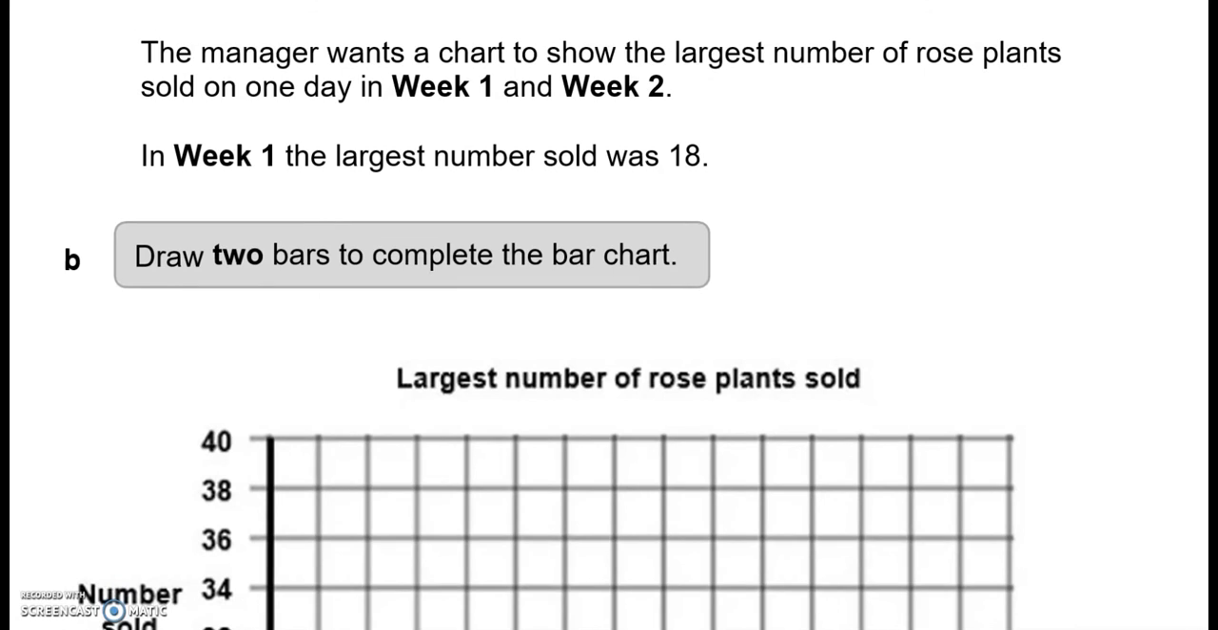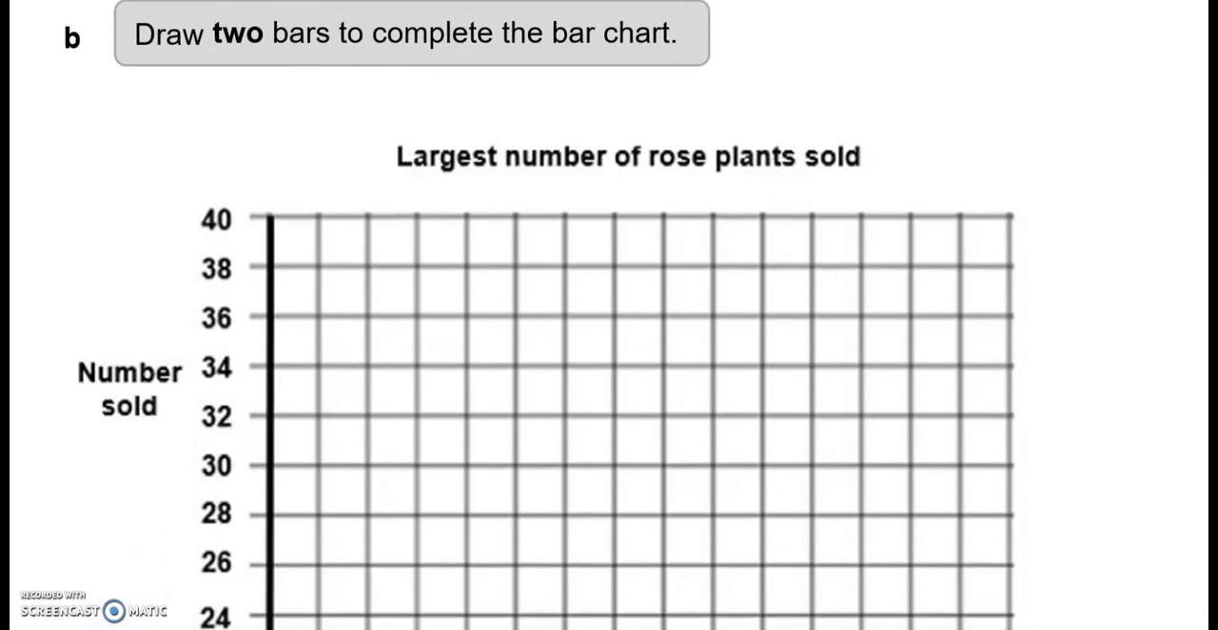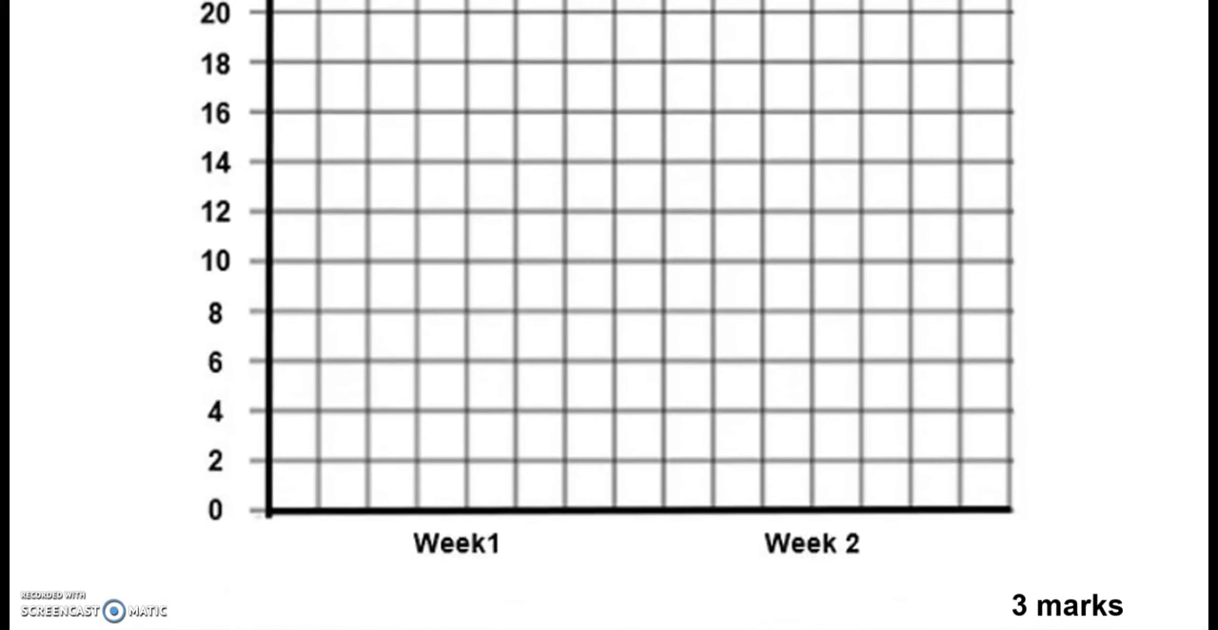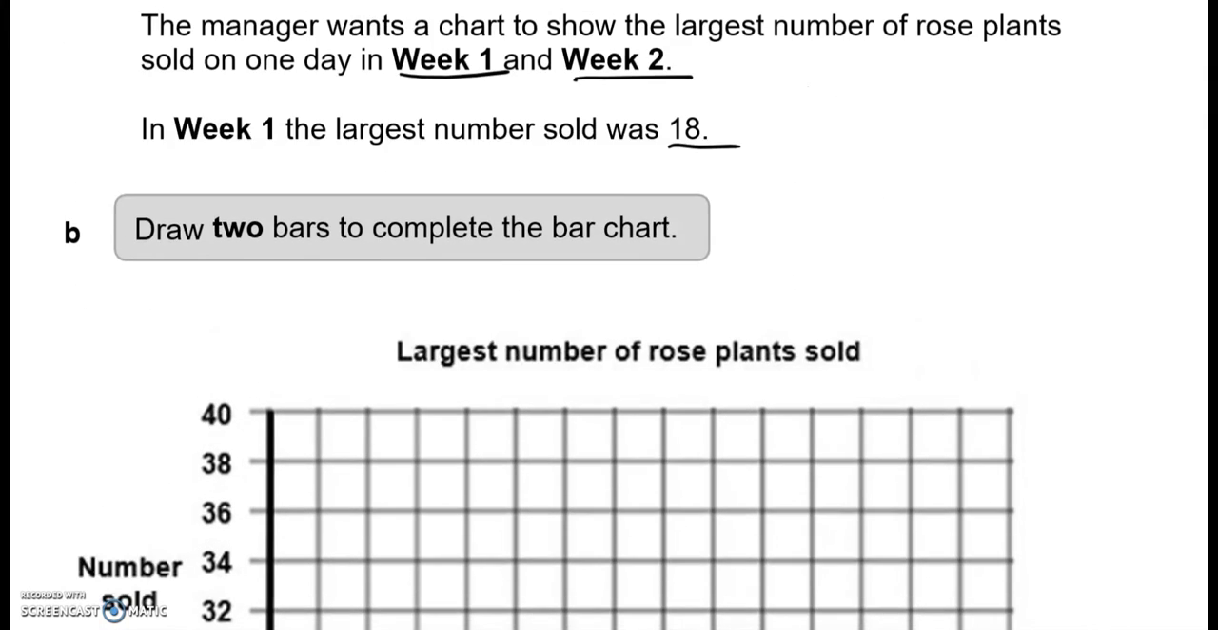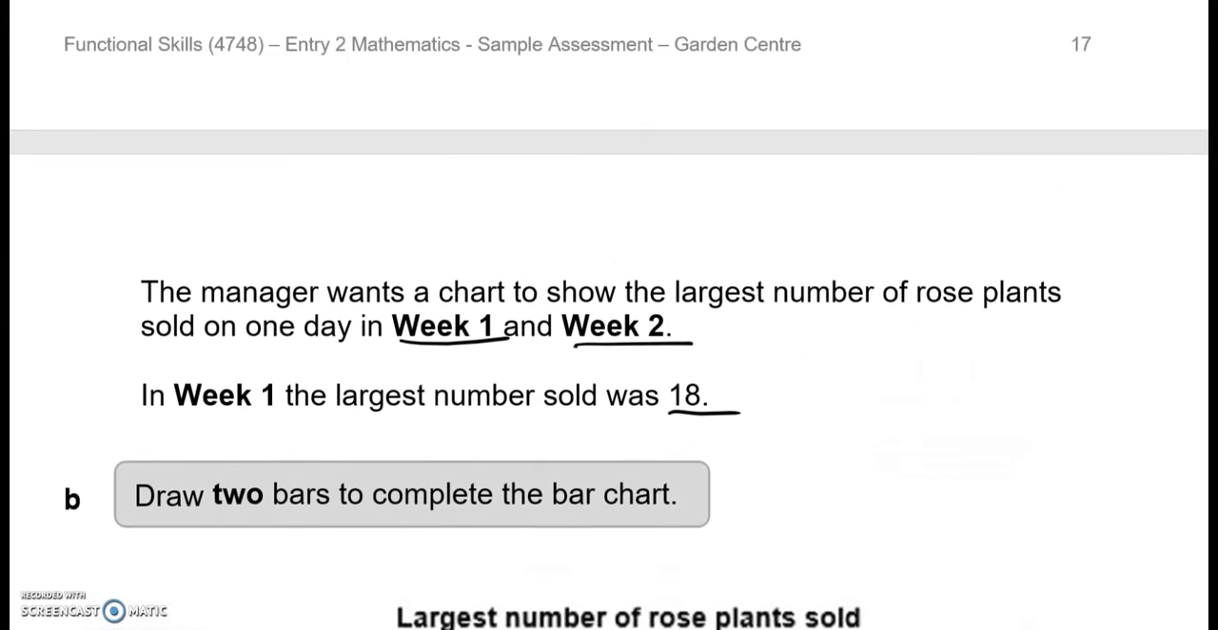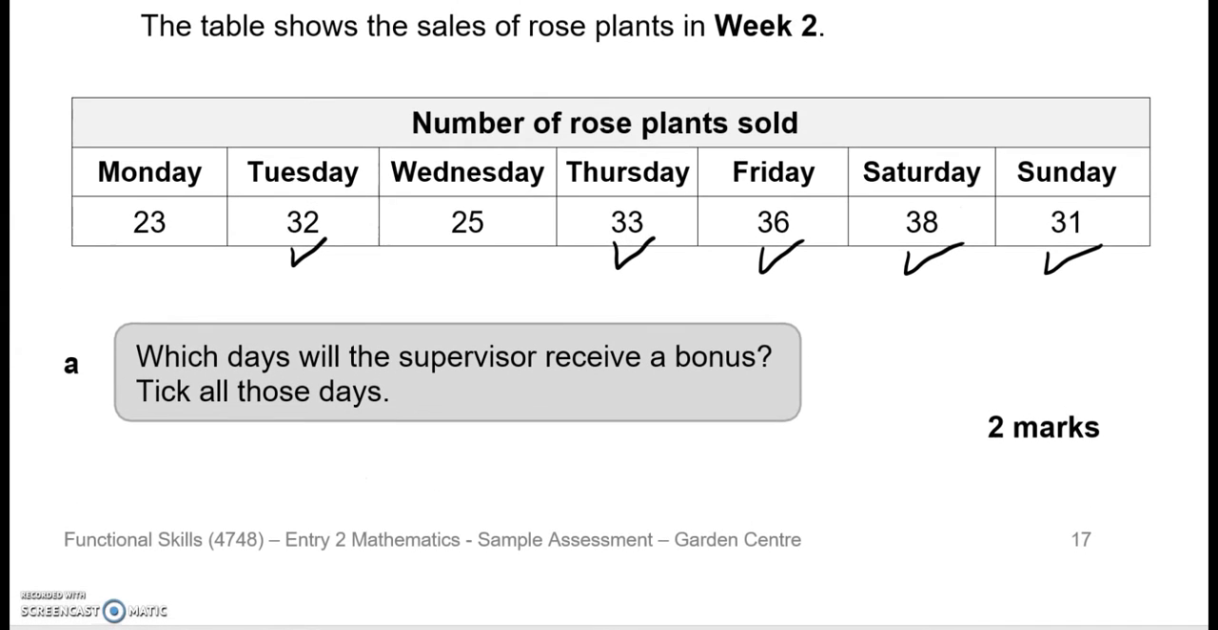The manager wants a chart to show the largest number of rose plants sold on one day in week 1 and week 2. In week 1, the largest number sold was 18. Draw 2 bars to complete the bar chart. So week 1, we know it was 18. In week 2, we've got to work it out. What's the largest number out of all of these? And that is 38.